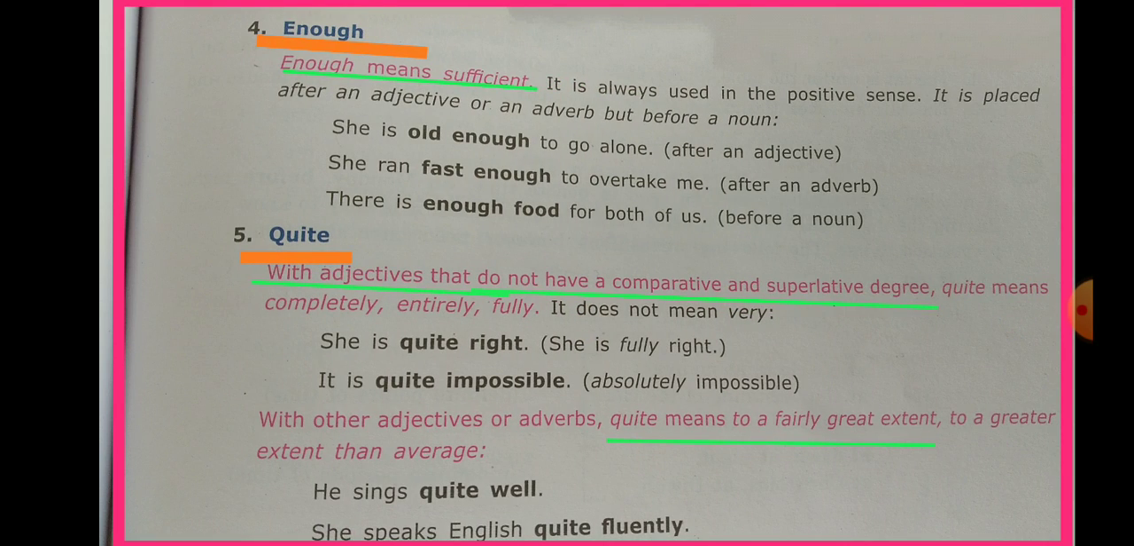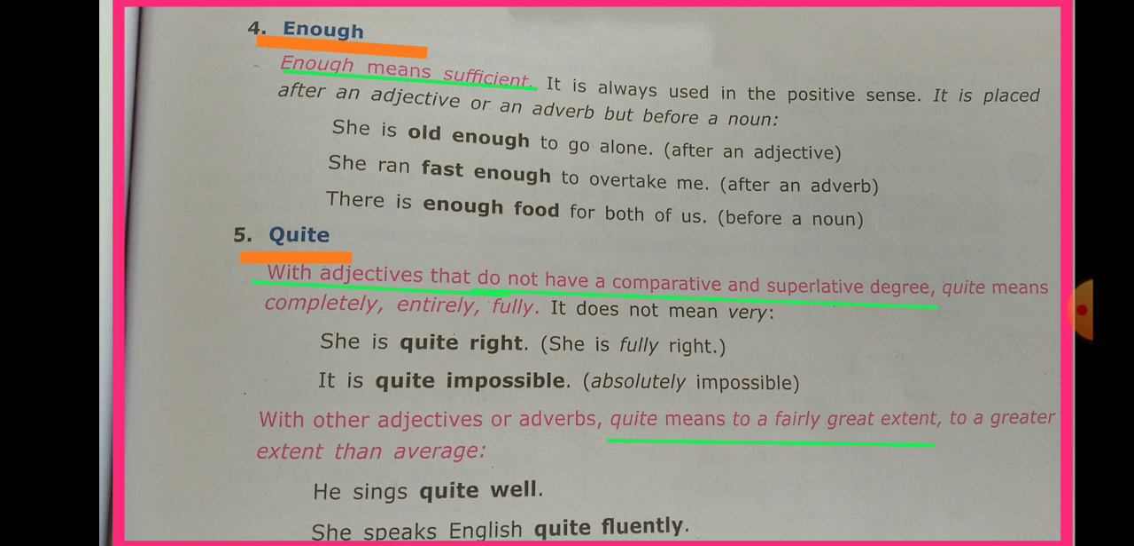Now enough. Enough means sufficient. She is old enough to go alone. Here it is used in a positive sense, that it is sufficient for her. So here it is used as an adjective. The same word enough can be used after an adjective or after an adverb or before a noun.